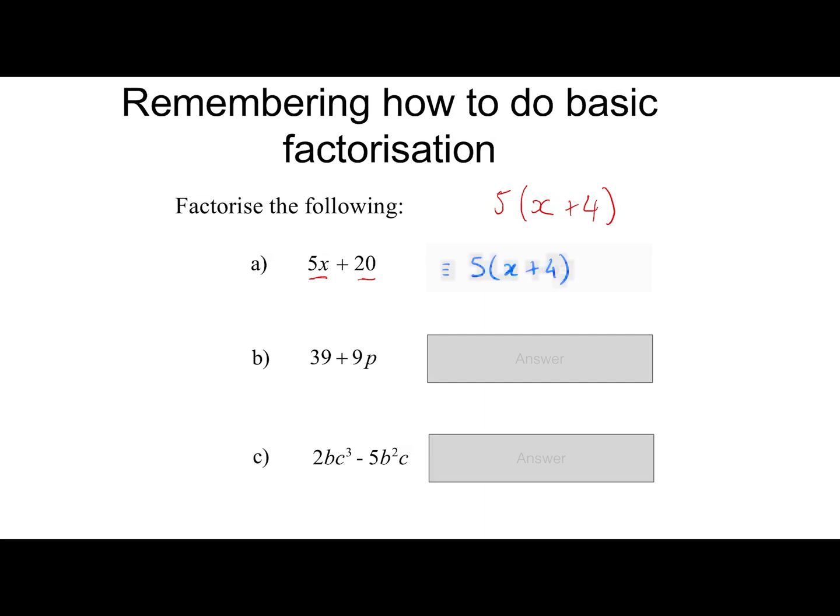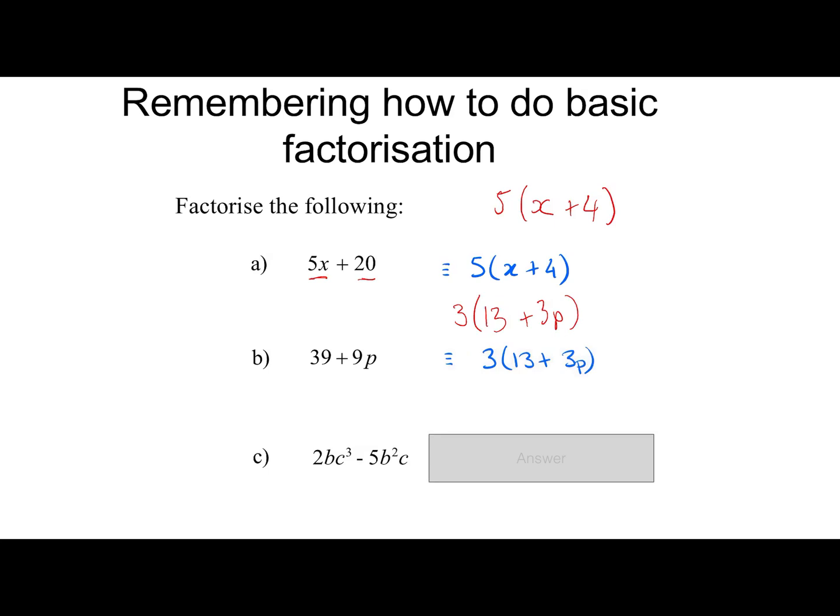What about B? What's the highest common factor of 39 and 9? Well, 3 is the highest common factor. 3 fits into 39, 3 fits into 9. So we're going to take out 3, and then we put in my bracket. Now, what do I need to multiply by 3 to get 39? Well, it's 13. And what do I need to multiply by 3 to get 9p? Well, that's going to be 3p.